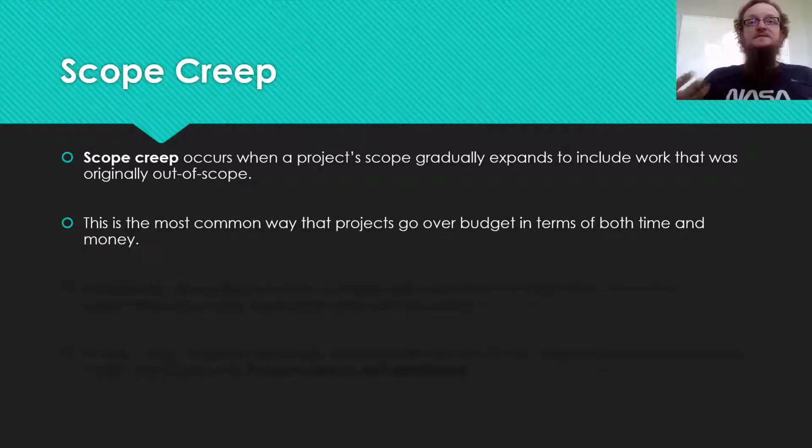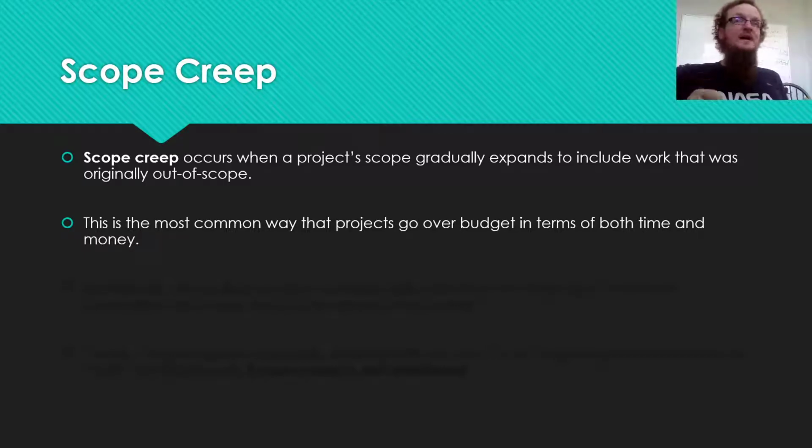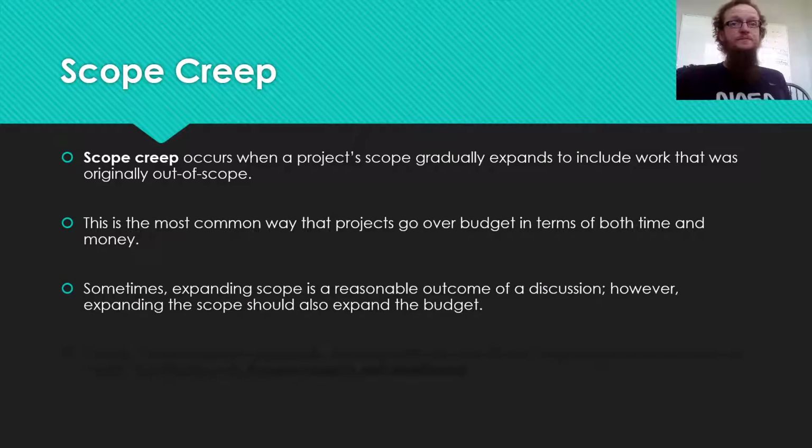So this is obviously the most common way that projects can go over budget in terms of both time and money, because even if you don't actually develop code that supports a requirement, it still takes time to understand the requirement, log the requirement and document the requirement. So even if you are building out requirements for a later phase of the project, you're still spending time in one phase that was not originally budgeted for the work that you're trying to do.